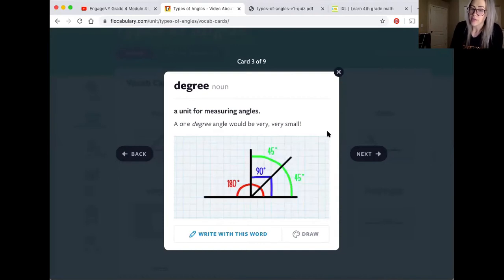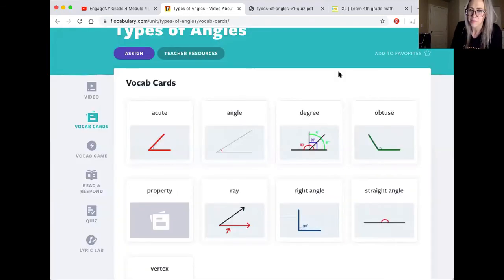Degree, a unit for measuring angles. A 1 degree angle would be very, very small. We know that when we looked at our big circle here, it was 360 degrees total. When you're splitting it up, first we split it into fourths, and each of those fourths were 90 degrees, and then we split up each 90 degrees into 45 degrees, and then each of those into something smaller and smaller and smaller, and it showed you those tiny degrees. So it's really hard to get that perfect angle measurement. That's why we always say if it's off a little bit when you're actually measuring with a protractor, by like a degree or so, it's okay, because a 1 degree angle is tiny.